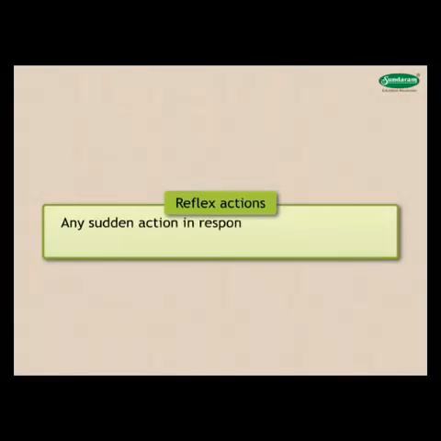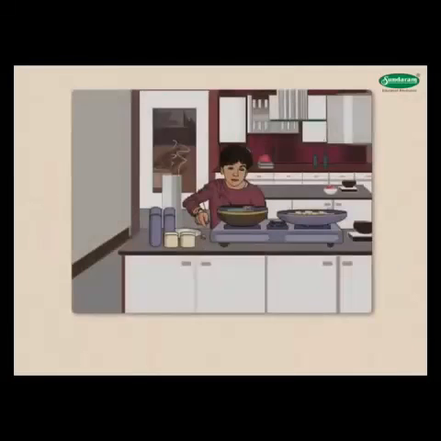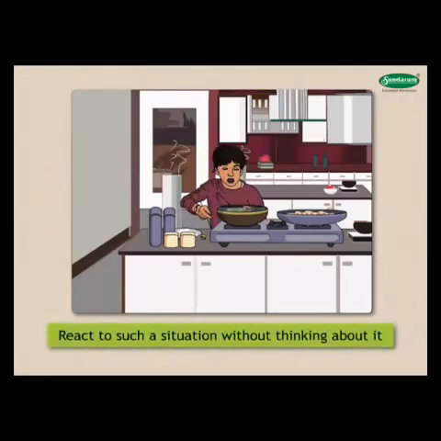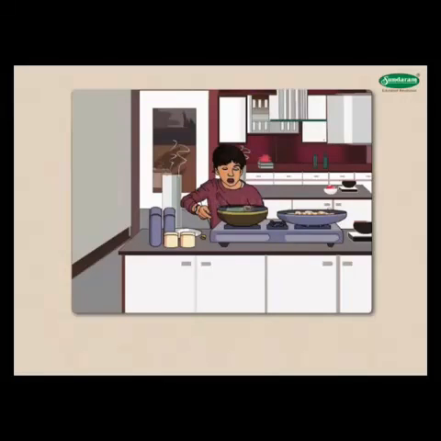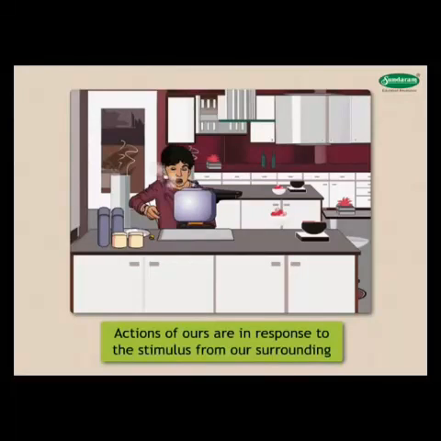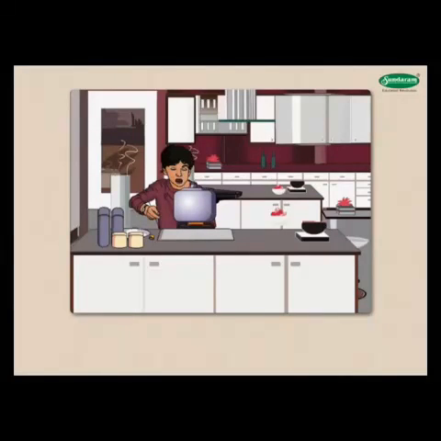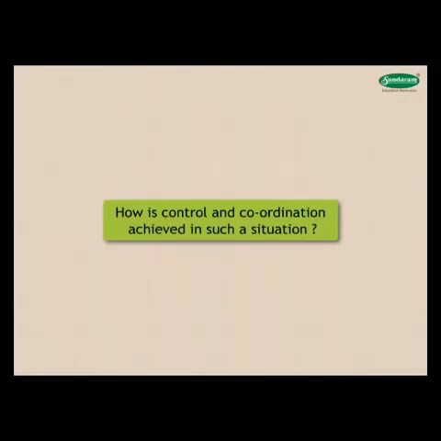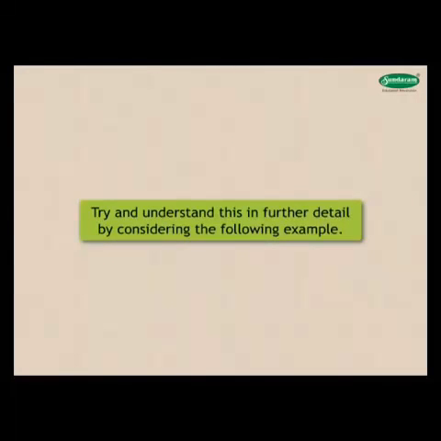Any sudden action in response to some happening in the environment is called a reflex. The general idea is that we react to such a situation without thinking about it or without feeling in control of our reactions. Yet, these actions of ours are in response to the stimulus from our surroundings. At this juncture, we are forced to think, how is control and coordination achieved in such a situation? Let us try and understand this in further detail by considering the following example.